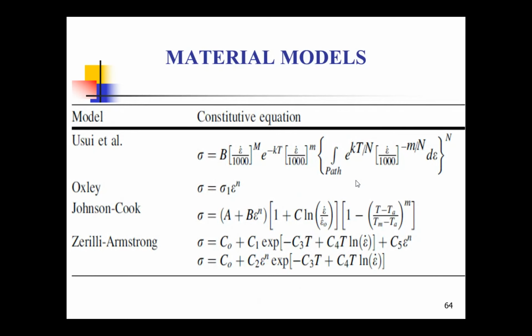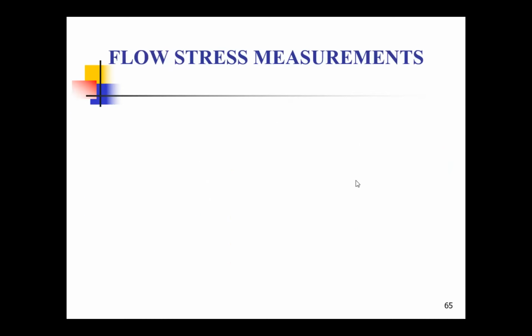So these are the different material models that we will be using: Oxley tool wear models and others. These are the names of the researchers who have developed these models. They have the constant K, temperature T, then B is another constant, epsilon dot is the strain rate. Epsilon is the strain and N is the strain hardening. C is a material constant, likewise. So there are different material models developed by different researchers: Oxley, Johnson, Cook. The first three will be generally used.